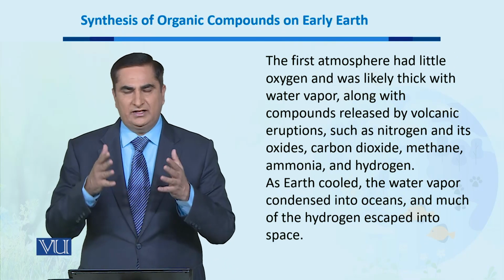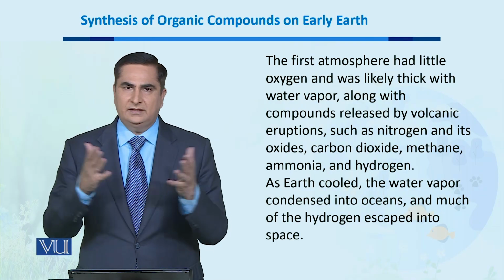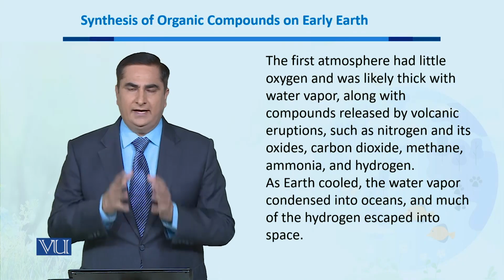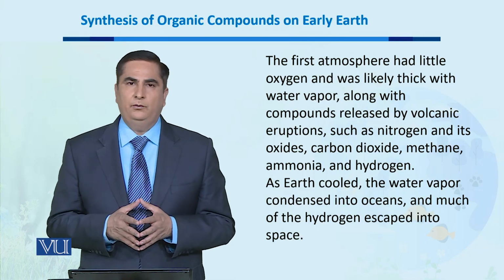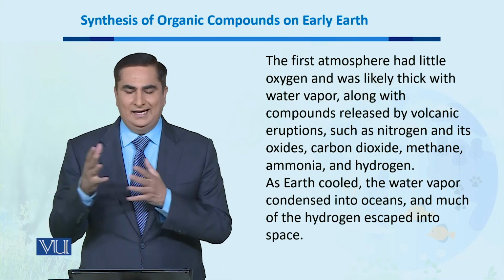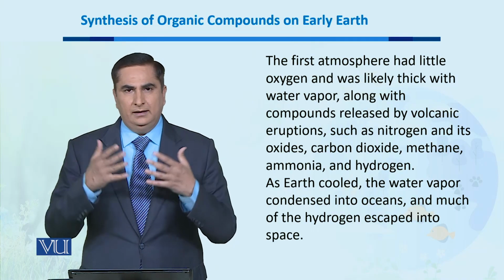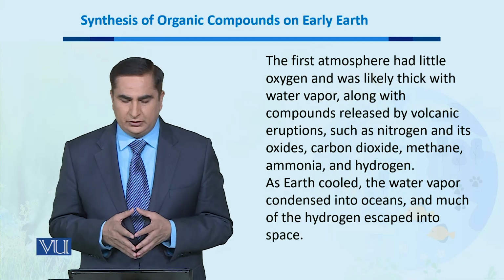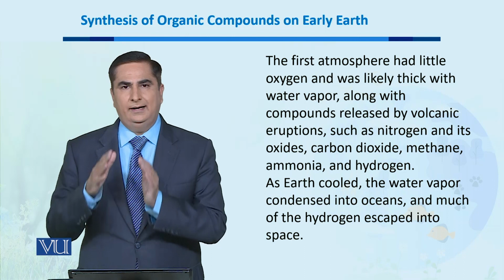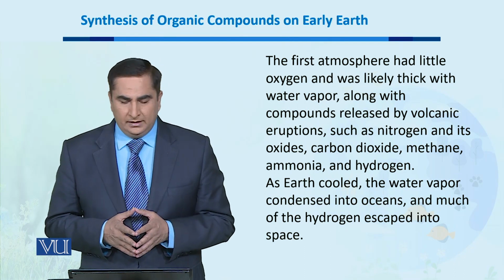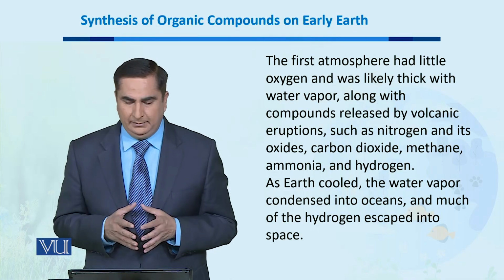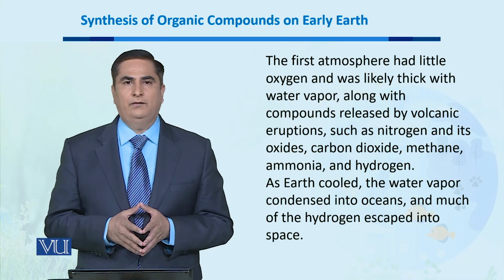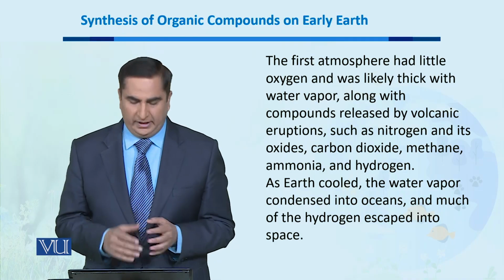Now, the first atmosphere had very little oxygen because there were no photosynthetic organisms present. It was likely thick with water vapors, along with compounds released by volcanic eruptions in different parts of the world, such as nitrogen and oxides of nitrogen. Then we had carbon dioxide, carbon monoxide, methane, ammonia, and hydrogen. As the Earth started cooling down with the passage of time, the water vapors condensed and formed oceans on this planet, and much of the hydrogen gas escaped back into space.